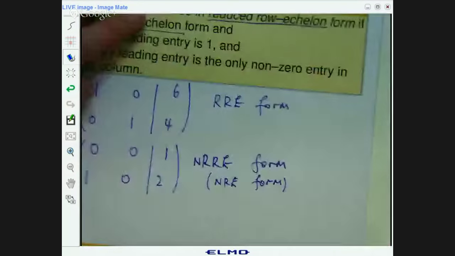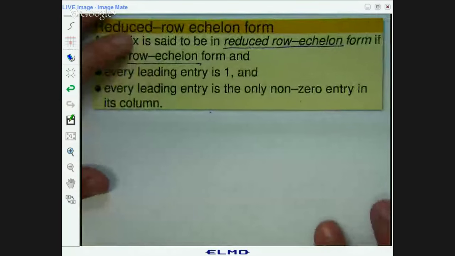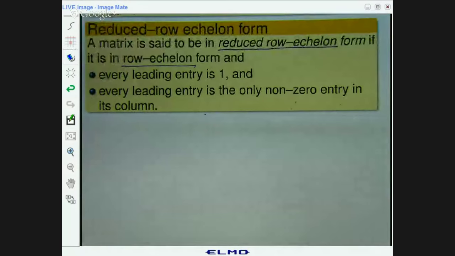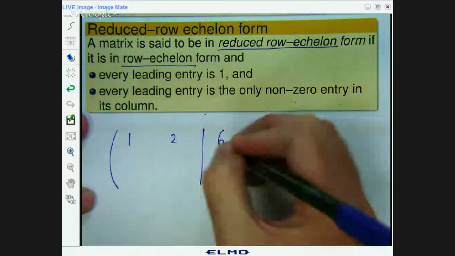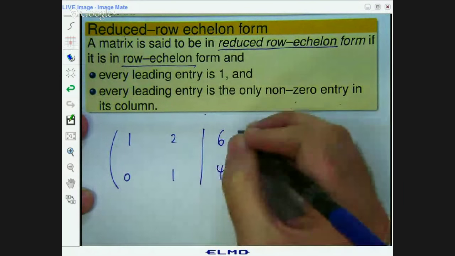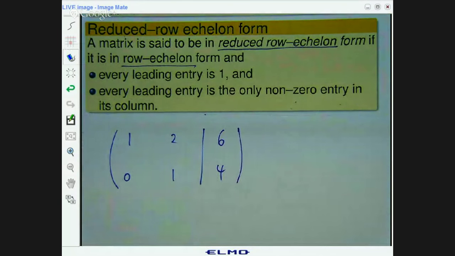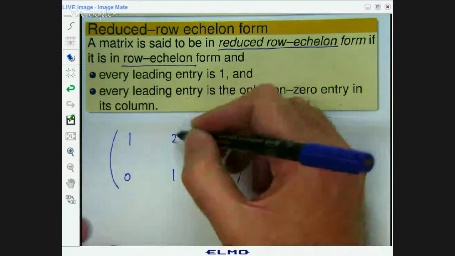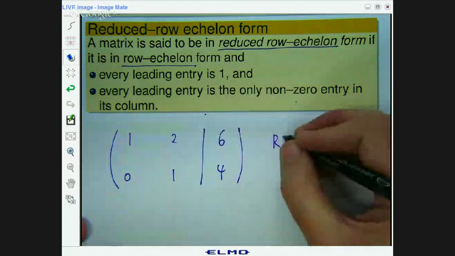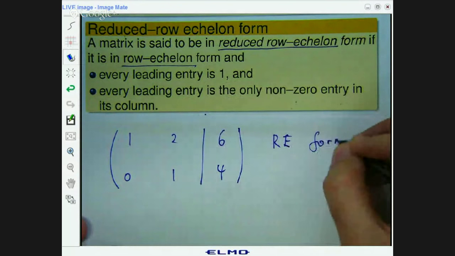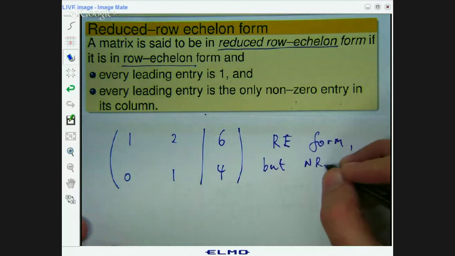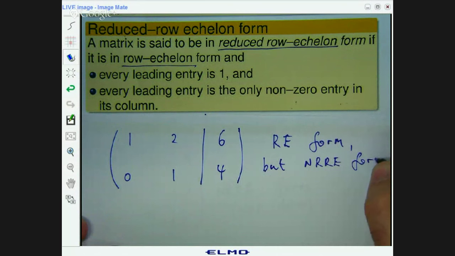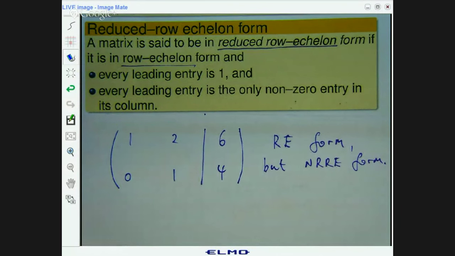Okay, should we look at another one? Let's take a new page. All right, what about this one? 1, 2, 6, 0, 1, 4. Is that in reduced row echelon form? And the answer is no, because you don't have a 0 here. Okay, so this is in row echelon form, but not reduced row echelon form. Okay, and let's do one more.